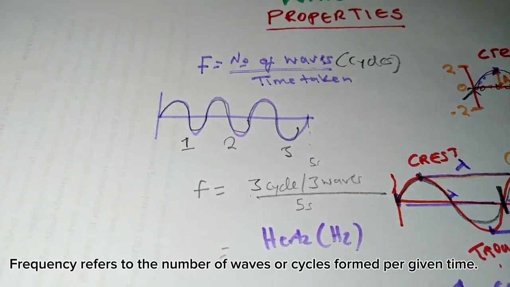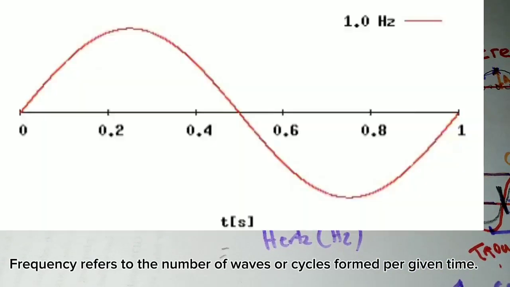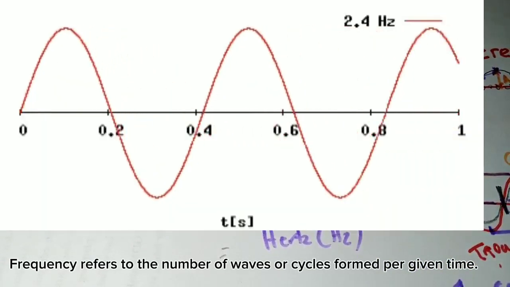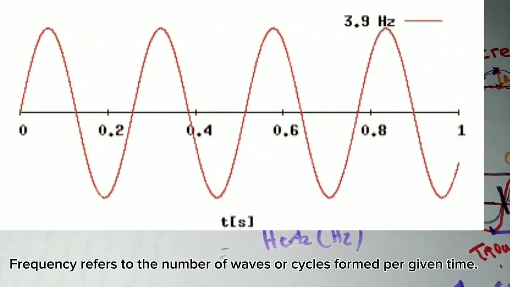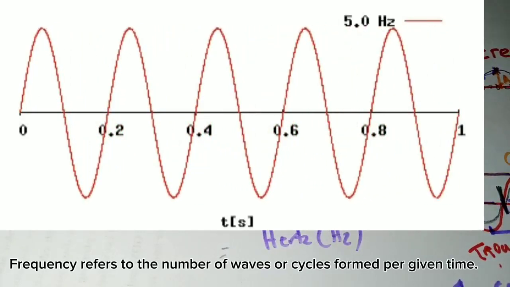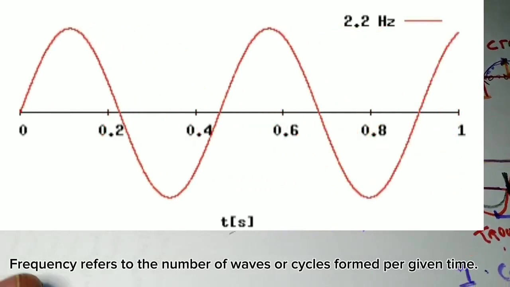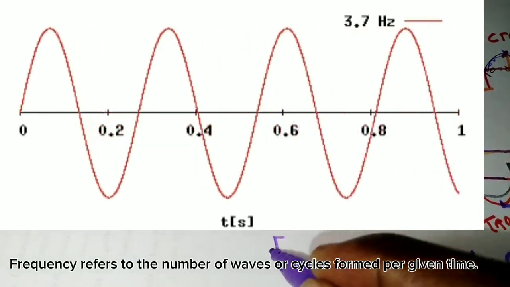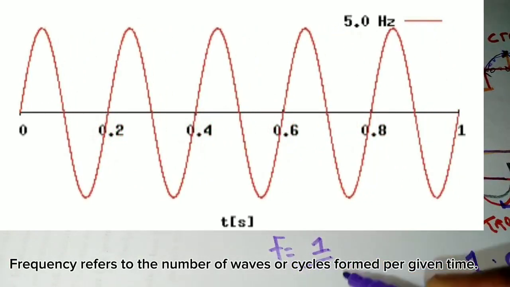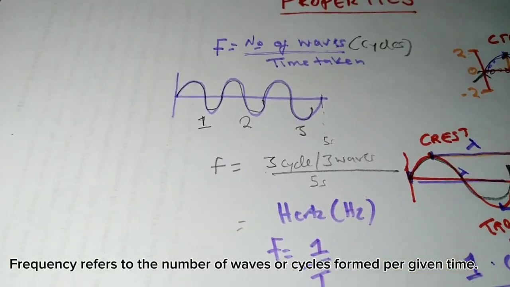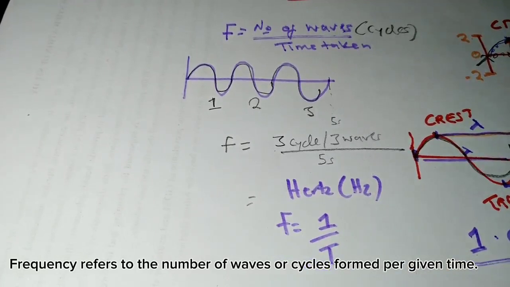Let's look now at this animation, this picture here. You can see waves being formed and the time it takes to form those waves. Another formula for frequency is simply equal to the inverse of the period, which is 1 over T. The period is simply the time it takes to form one complete wave.